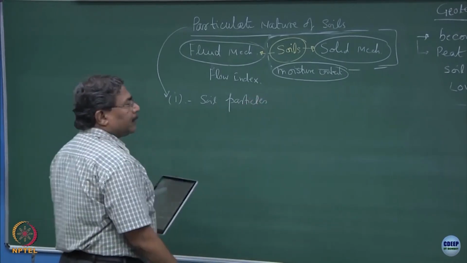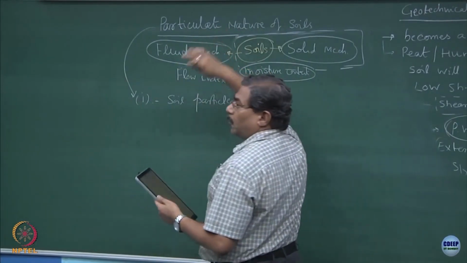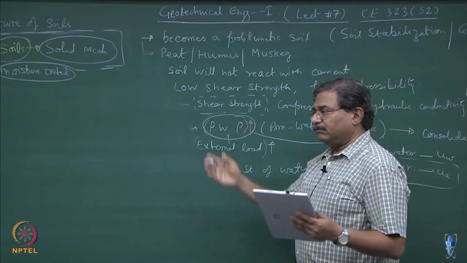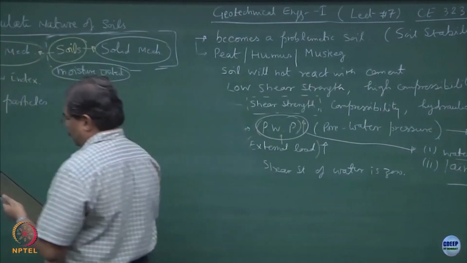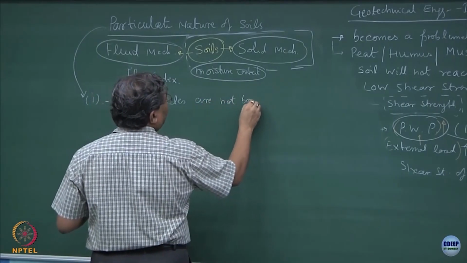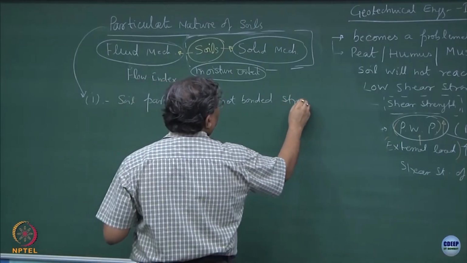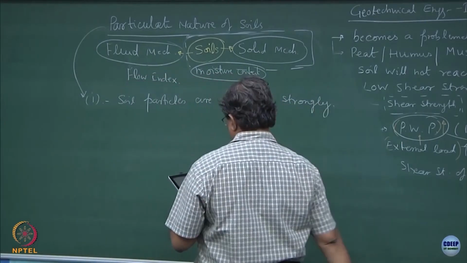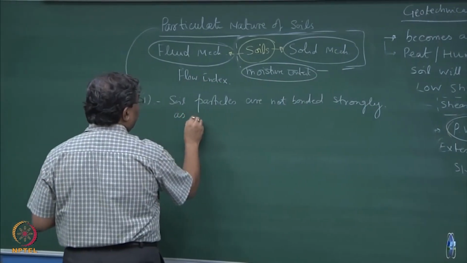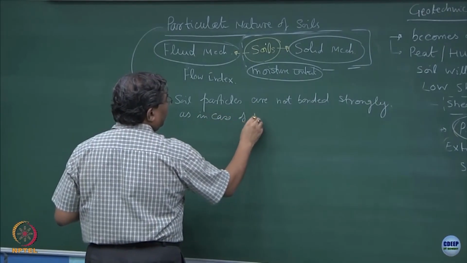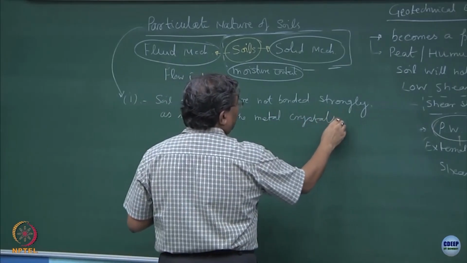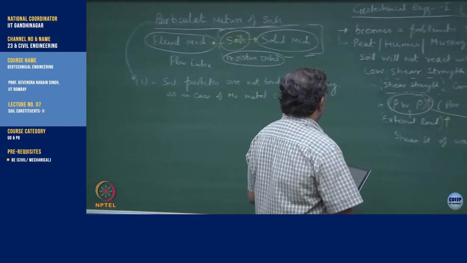So, when we say particulate nature, that means the soil is treated as a consortium of particles of different sizes, different shapes, different morphology or whatever. So, these soil particles are not bonded strongly, as in case of the metal crystals. So, they are free to move freely.